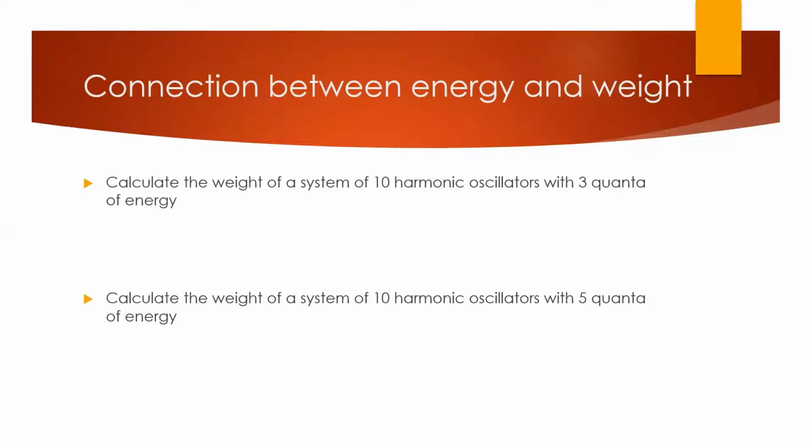To demonstrate the link between temperature and energy, we'll first consider how the weight of a system changes with energy. So we have 2 problems here to calculate the weight of a system of 10 harmonic oscillators with either 3 or 5 quanta of energy. So go ahead and pause the video now and try to come up with all of the different configurations for the system, as well as their relative weights.